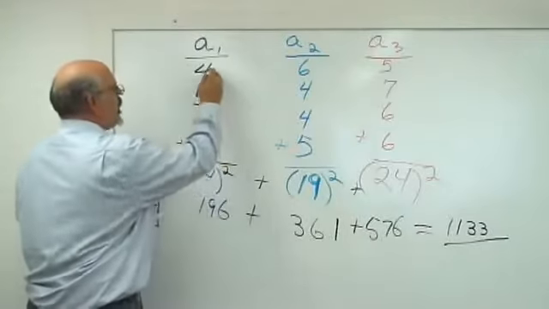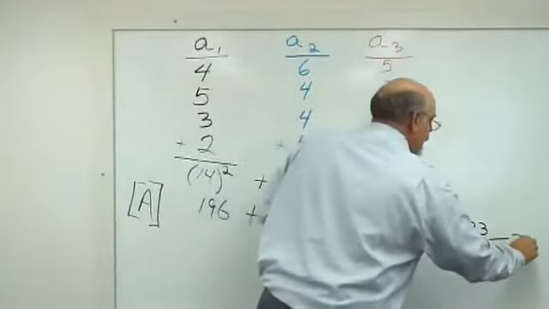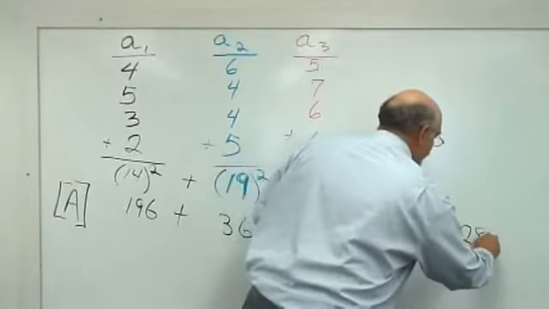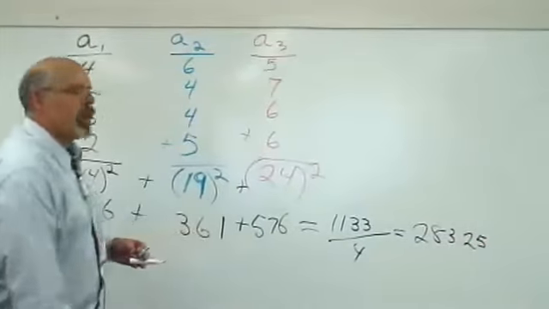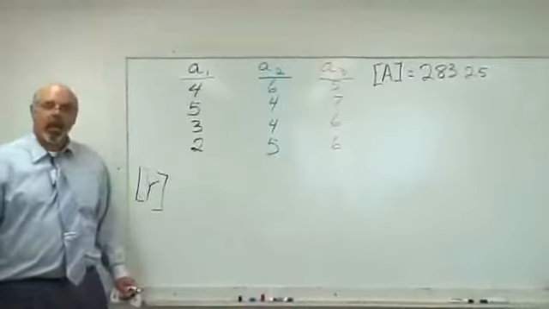So there's 1, 2, 3, 4. There's 4 in each one, so you're going to divide this by 4. That gives you a grand total of 283.25. That is your A bracket. Now we're going to find the Y bracket term.